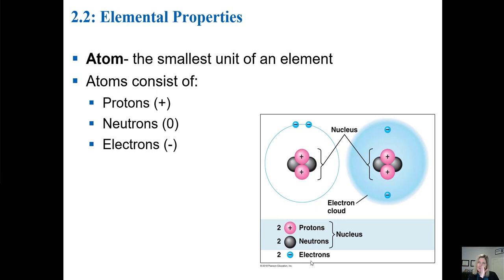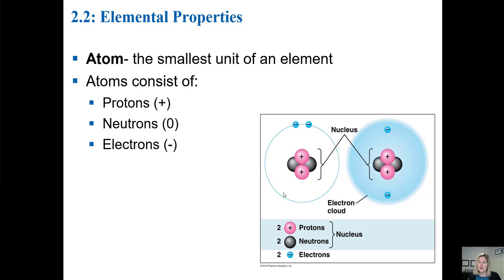Okay, so we talked about matter, so let's talk about the element. So an element, again, is a substance that cannot be broken down into other substances. And an atom is the smallest unit of an element. So think of, for example, an atom of oxygen. Okay, so an atom of oxygen has basically 3 what we call subatomic particles. So it has protons, it has neutrons, and it has electrons.